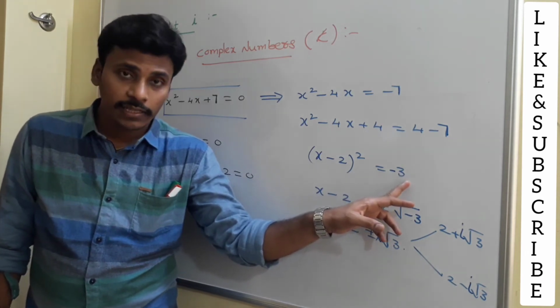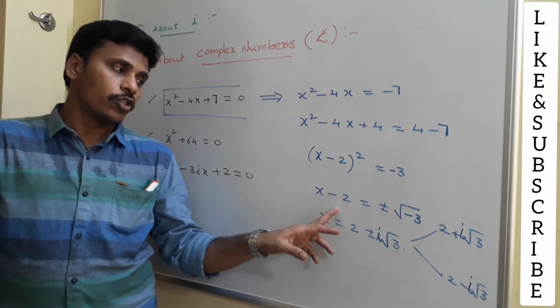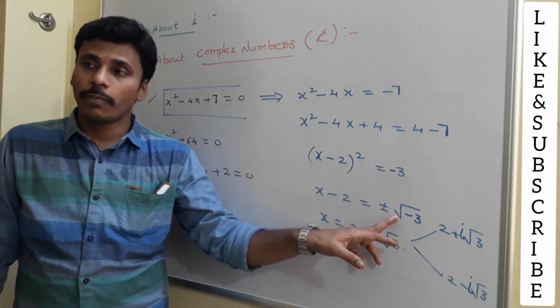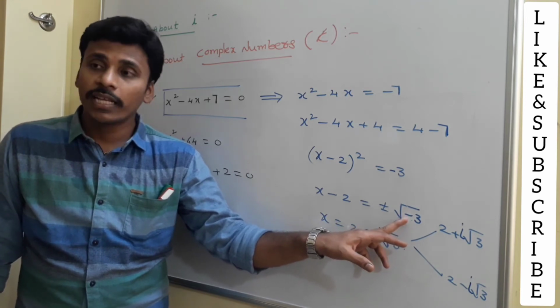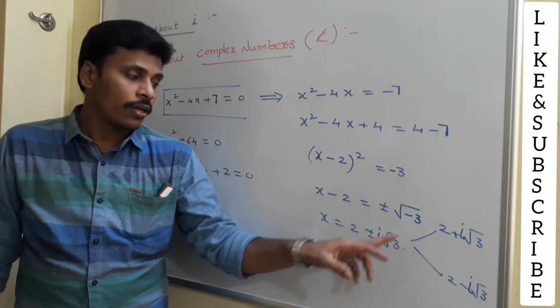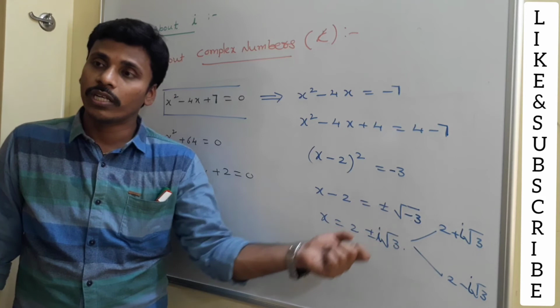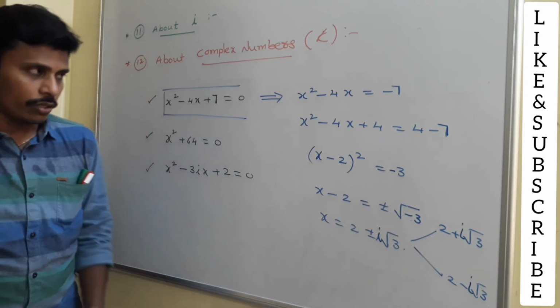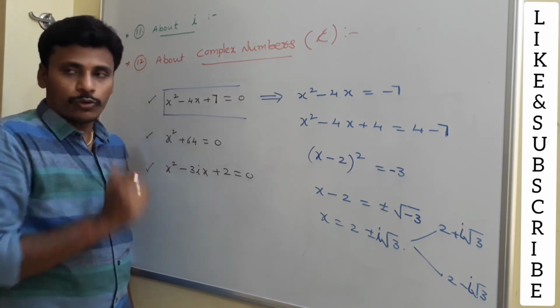I need to find x. So if you apply square root on both sides, this is x minus 2 and on that side this is plus or minus root of minus 3. Under the root, since we have a minus sign, that minus sign is nothing but an i. So i, and 3 is still in the root, i root 3. So send this to that side, then x becomes 2 plus i root 3 or 2 minus i root 3. So this is one such equation having complex roots, right?